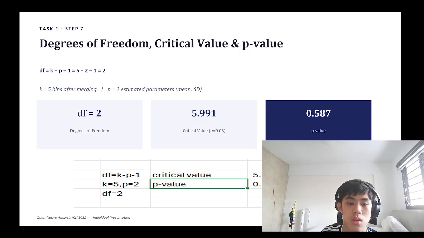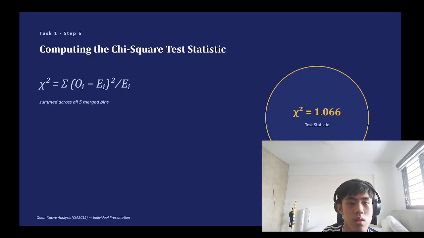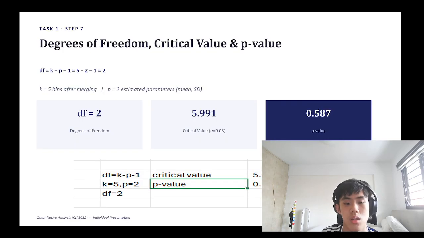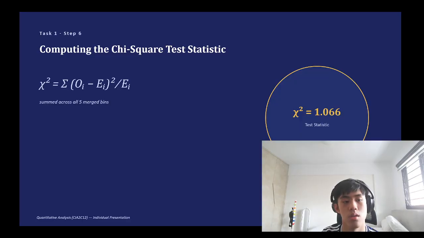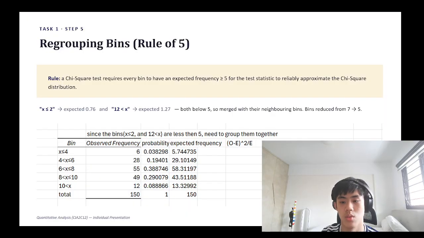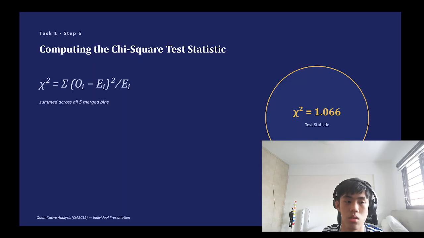Then after that, the next step is computing the chi-square, which was over here, as you can see. And then we found out that the total for the chi-square statistic is 1.066.